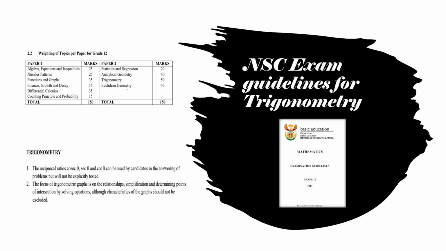Below, as you can see, are just a few of the exam guidelines for trig, just two points, and we'll look at the second point in our second video series on trig. The reciprocal ratios cosec, sec, and cot can be used by candidates in the answering of problems, but will not be explicitly tested. That means the question will not include any reciprocal ratios, but if you feel you can solve any trig identity or trig equation by using them, then you can do so. That's what the first point means.